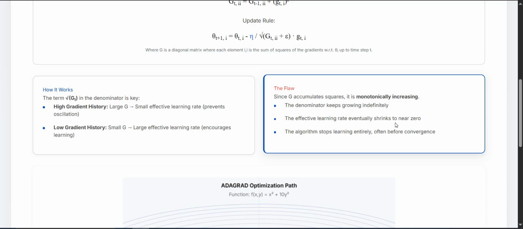But there is a catch. Since G keeps adding squared gradients, it only grows. It never decreases. That means the effective learning rate keeps shrinking until it becomes tiny. This causes the so-called dying learning rate situation. Your optimizer moves well in the beginning, then it slows down so much that it partially freezes before reaching the minimum.